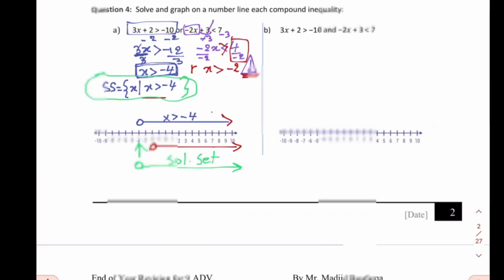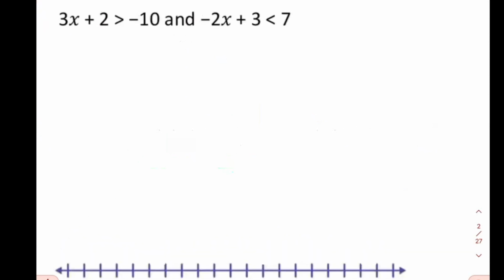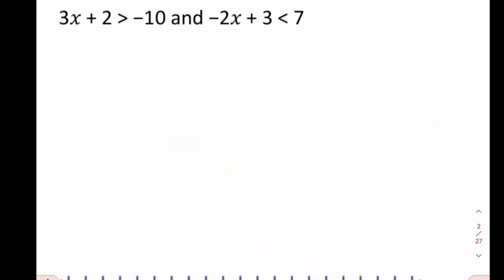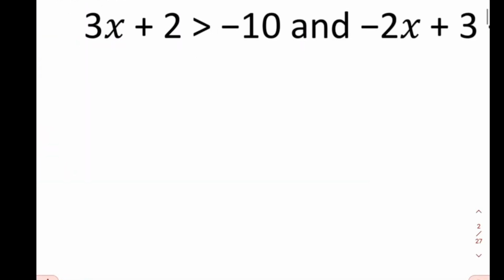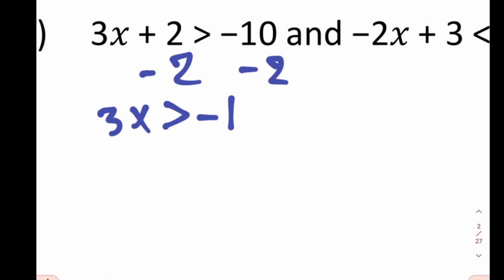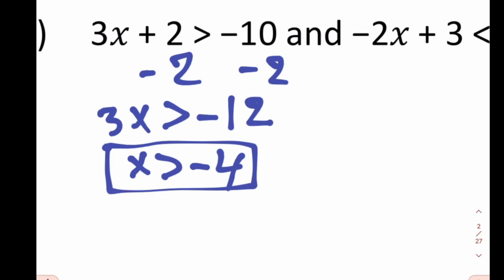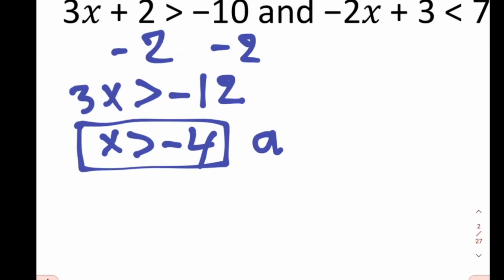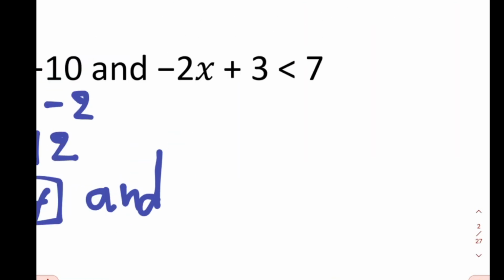Okay. Here we have "and." You do the same: you solve each one on its own, so it's like repeating the same process. Minus 2, minus 2, so 3x is more than negative 12. Divide by 3, you get x more than negative 4. It's the same inequality we have solved before. The only difference is that here you have "and," not "or." So you can see the difference between both of them.